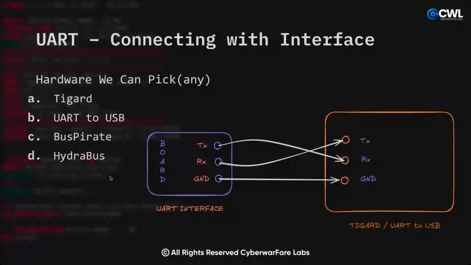So this is the board as we saw here: TX, RX, ground, right? In Tigard, we will also get the connection TX, RX, ground. So here TX goes with RX, RX with TX. So TX with RX, RX with TX. It is very simple.